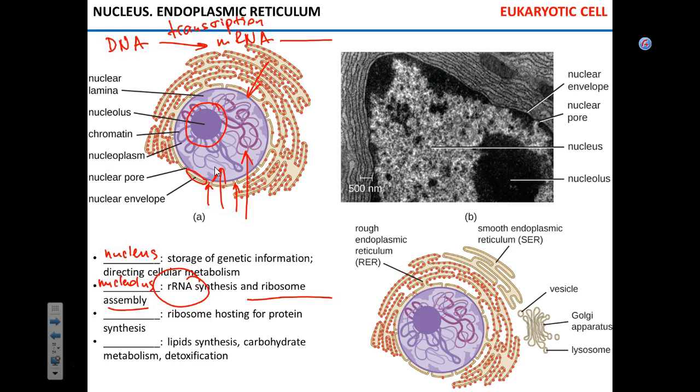It's getting translated into what? Protein. So where does this process happen? Where does the translation happen? In the endoplasmic reticulum, okay? Which part of it? Rough. So rough endoplasmic reticulum is where the protein synthesis happens. Why is it rough? What makes it rough? Ribosomes.